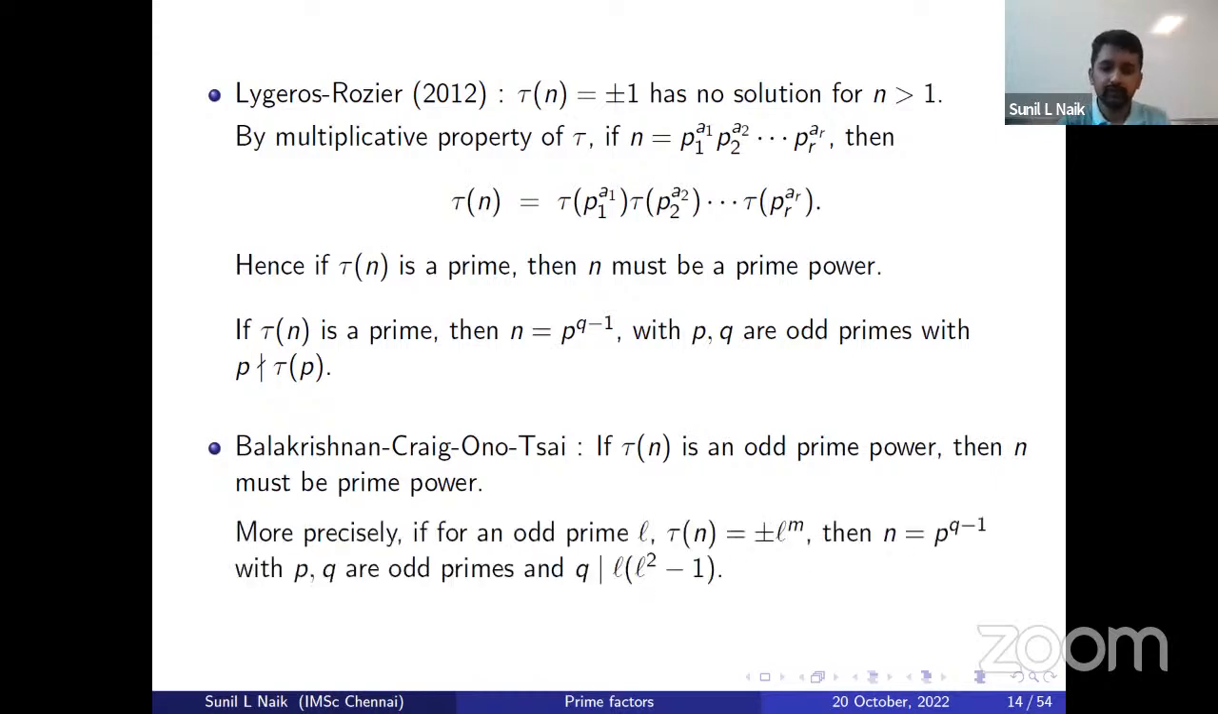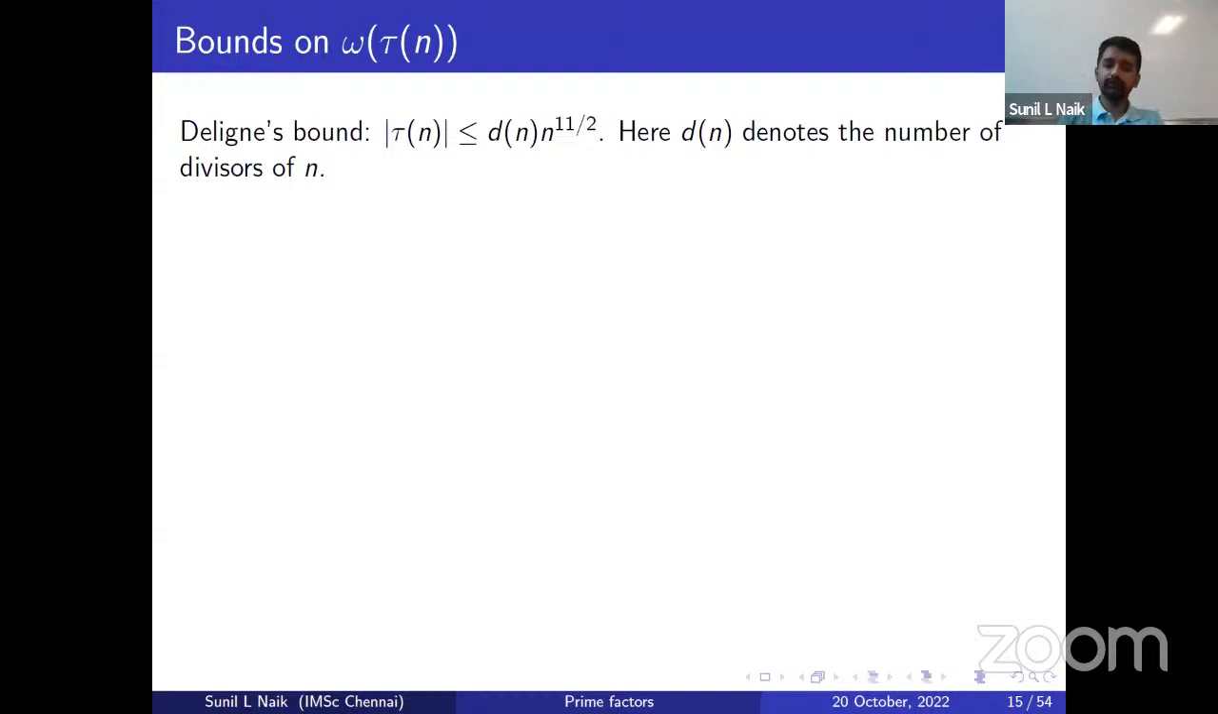In fact, they show that given any odd prime l, if tau of n is equal to plus or minus l power m, then n must be of the form p power q minus 1 with p and q odd primes and q divides l into l square minus 1. Now, by using Deligne's bound, modulus of tau of n is less than or equal to d of n into n power 11 by 2, where d of n denotes the number of divisors of n, and using the upper bound for the number of prime factors of n, we have the following upper bound for the number of prime factors of tau of n.